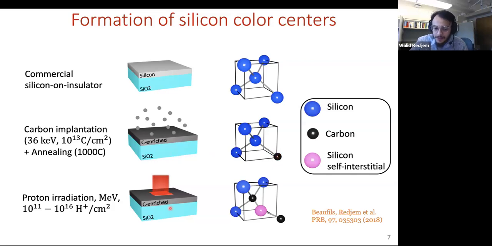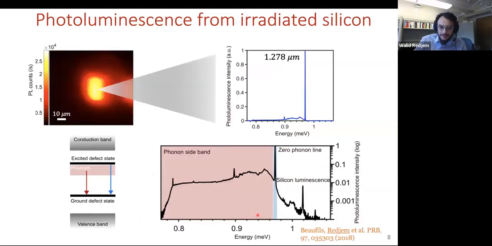And then the last step is to irradiate with protons, high energy protons, at mega electron volt energies. This will create what is called silicon interstitials. And after irradiation, you will create the G center, right? Two carbon atoms bound to the same silicon atom. So we did that actually.